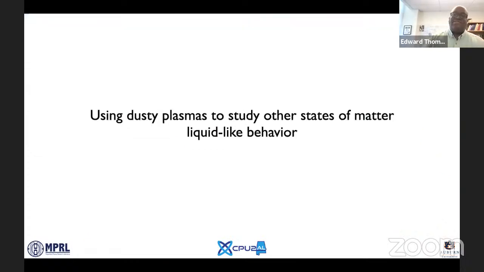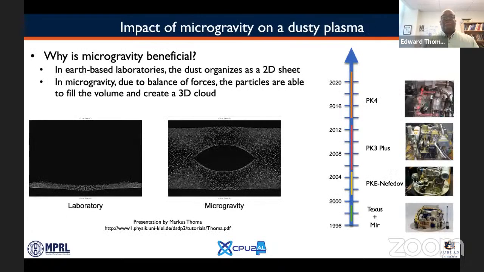So the final topic is going to be, how do you use dusty plasmas to study liquid-like behavior? This is an equally fascinating project done by our group and my PhD students. What makes this particular project really fun is that early on in the work of the dusty plasma community, going all the way back to the beginning, I remind you that the mass of the dust particles is very large compared to the ions and electrons, and the charge to mass ratio is very small.